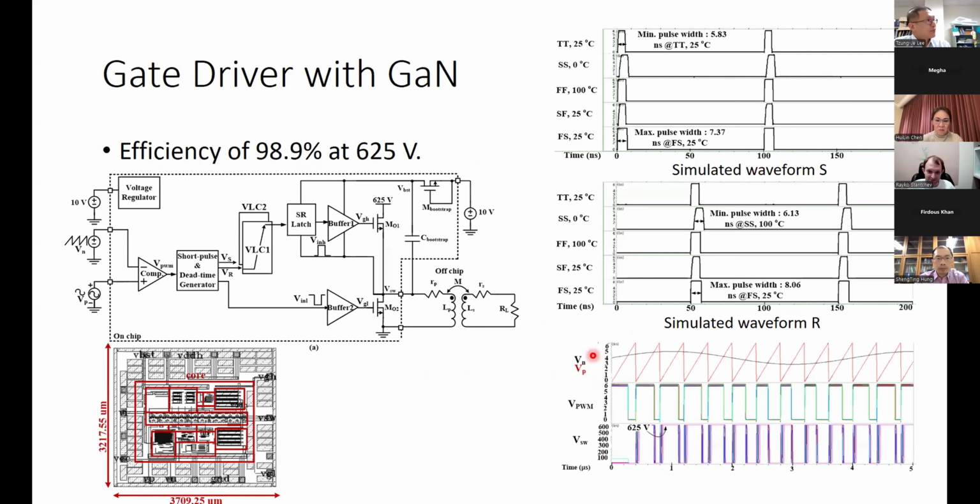And this is the final research topic in our lab. This is a gate driver with the gallium nitride process. Gallium nitride is a new technology for high power, high voltage applications. So in our design, we use this process to design the circuits. It can operate at a very high voltage, 25 volts, and the efficiency is 98.9%.